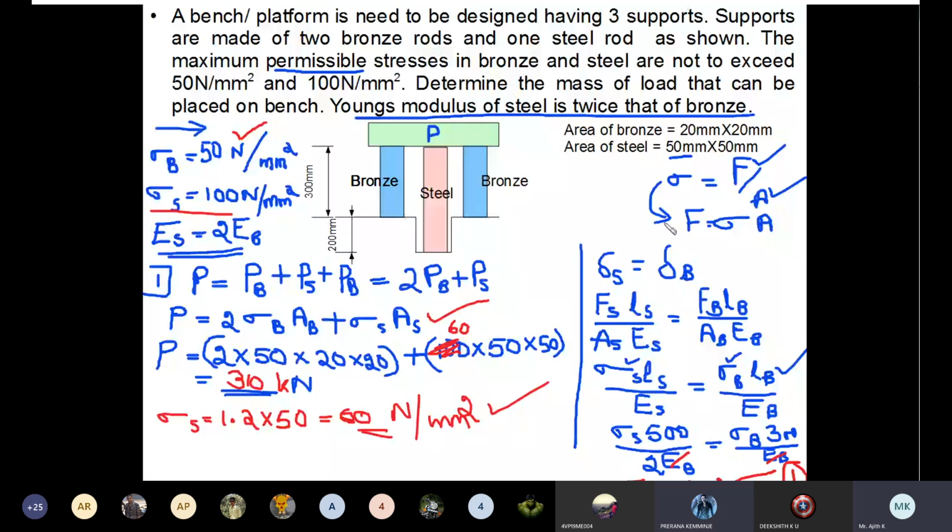Sir, again we should only change the value of sigma S. We should not change the value of sigma B. Yeah, instead of 100, we'll take the actual sigma developed in steel. Actual sigma developed is 60, so we'll substitute the value of 60. And here instead of 50, we'll calculate actual sigma B also. So after this, I will tell you.